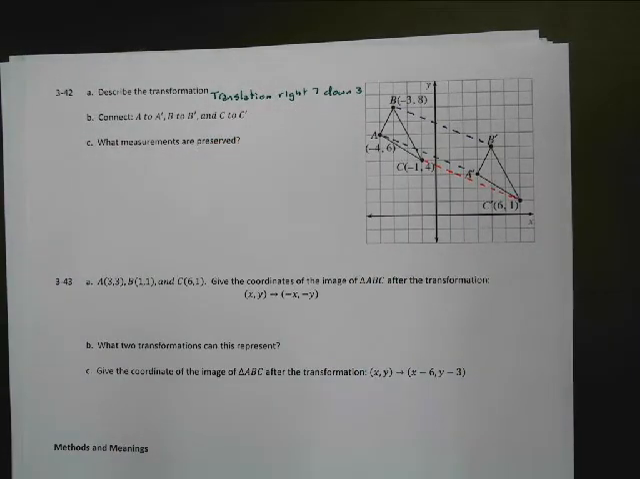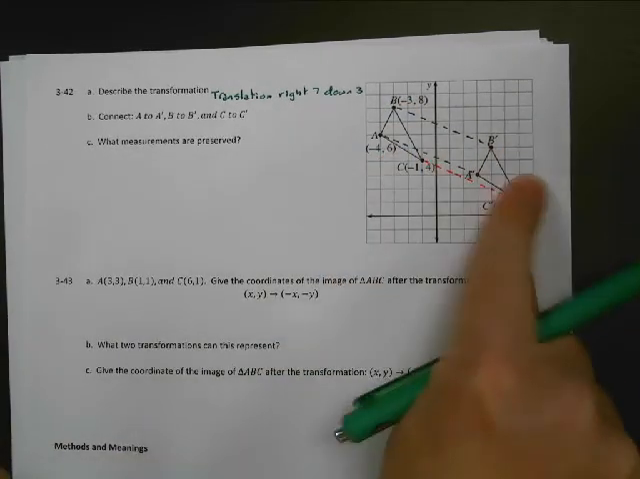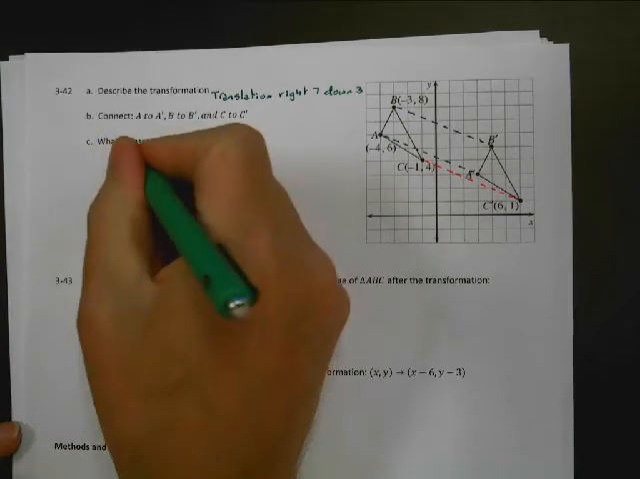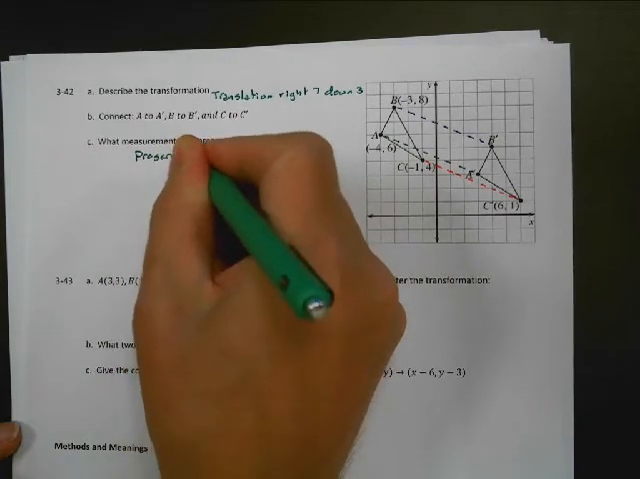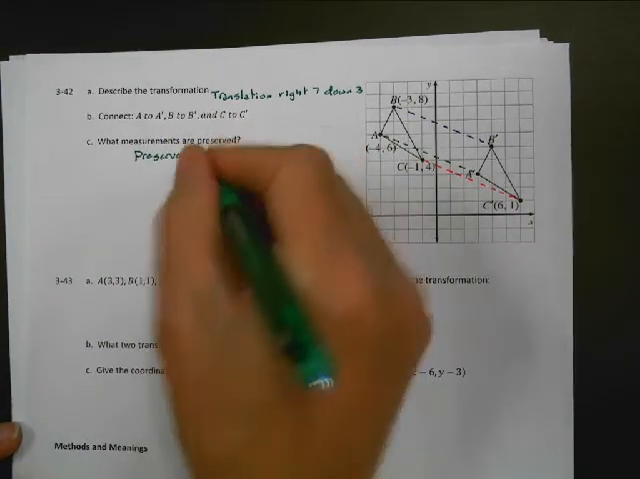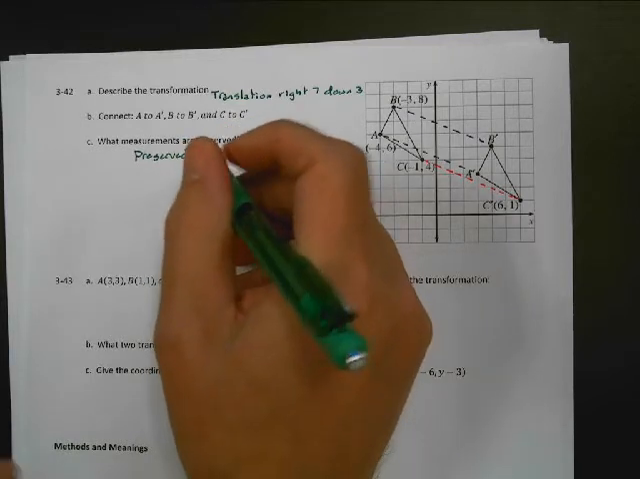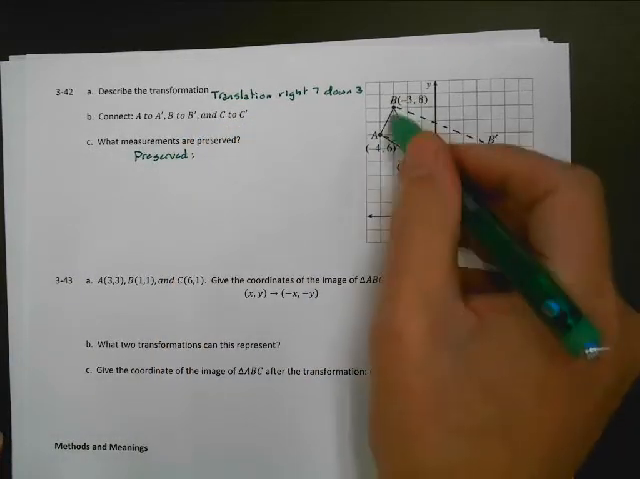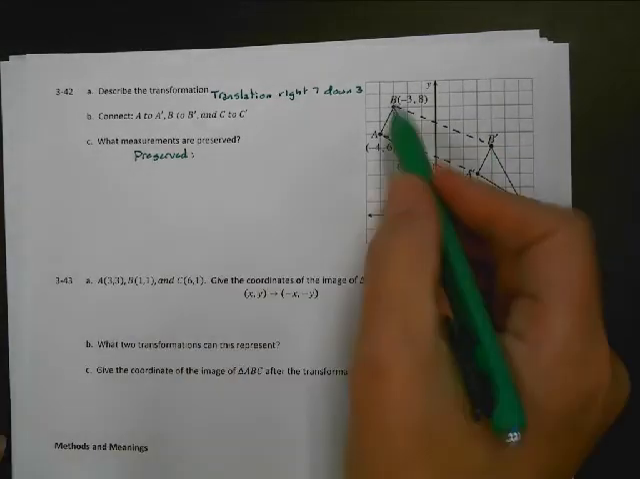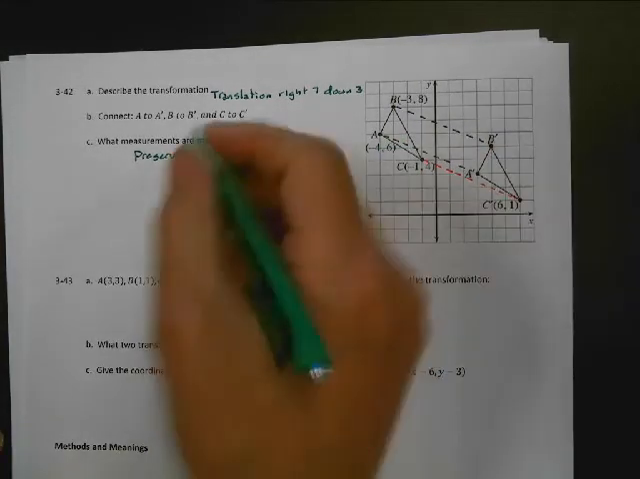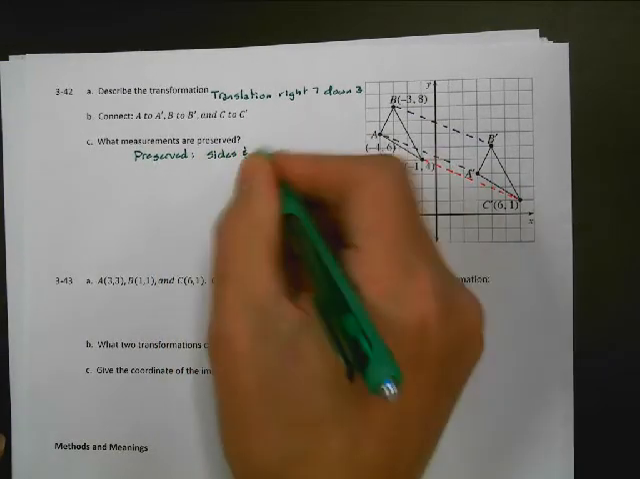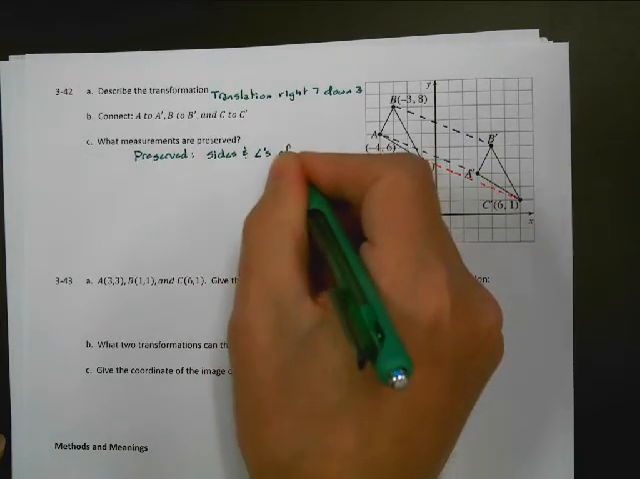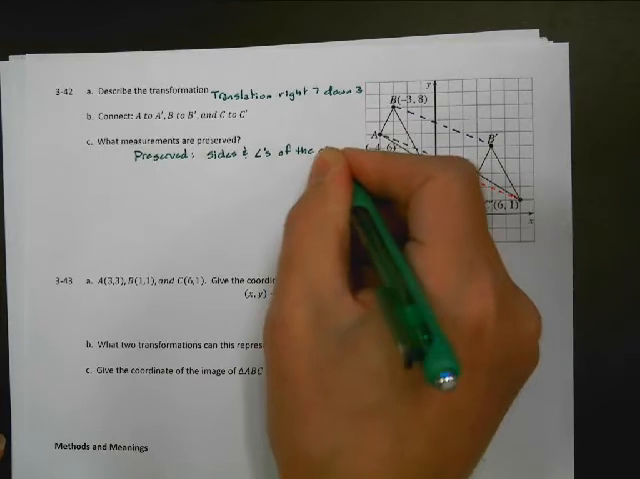All right, what measurements are preserved? Well, the first measurements that are preserved is this triangle and this triangle are exactly the same. So what do we preserve? The sides and the angles of the object are going to be preserved. So AB and A prime B prime look like they're the same. This angle A down here is the same as angle A there. So the preserved is the sides and angles of the object.